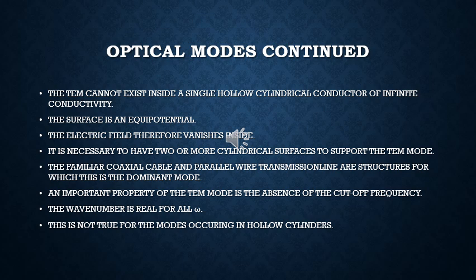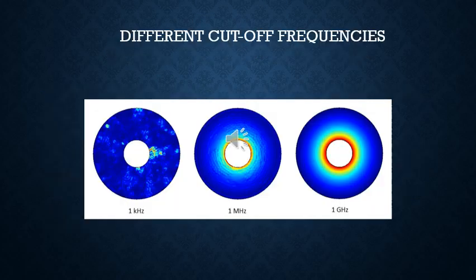An important property of the TEM mode is the absence of the cutoff frequency. The wave number is real for all omega. This is not true for the modes occurring in hollow cylinders. This slide shows the imagery for different cutoff frequencies. Starting from the left, the cutoff frequency being 1 kHz, going up to 1 MHz, and finally to 1 GHz.